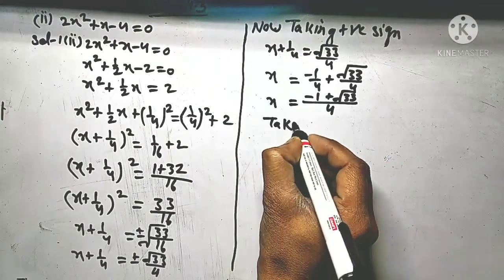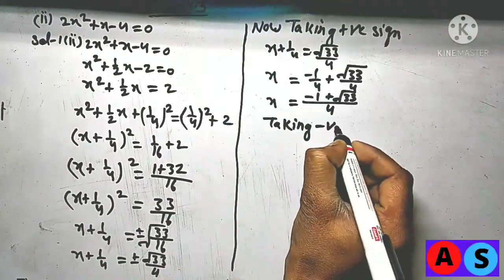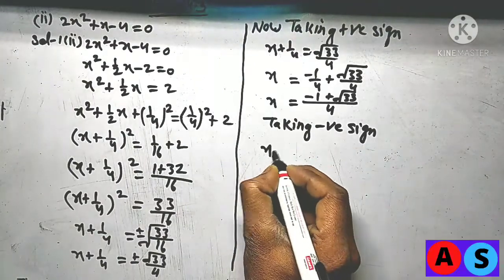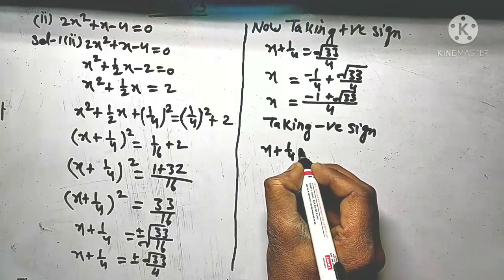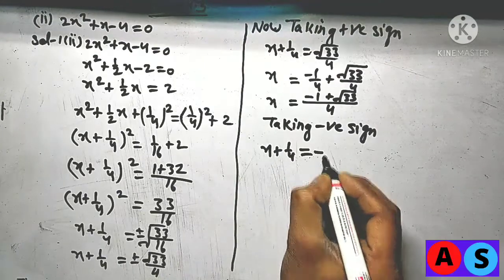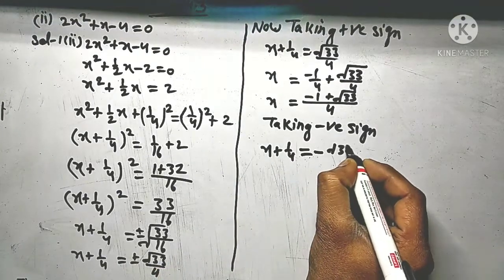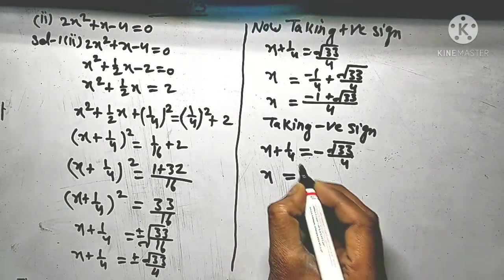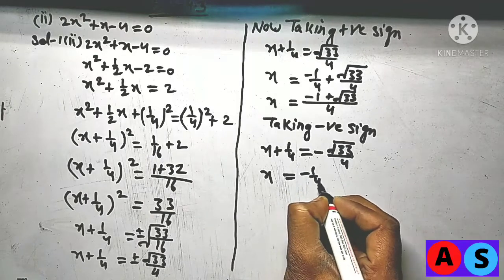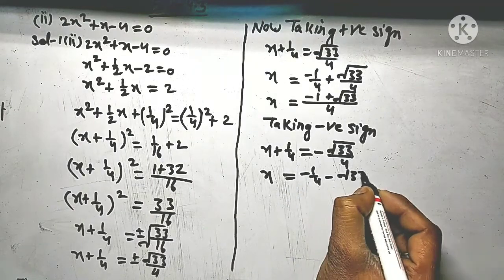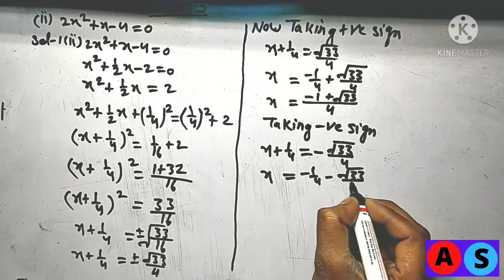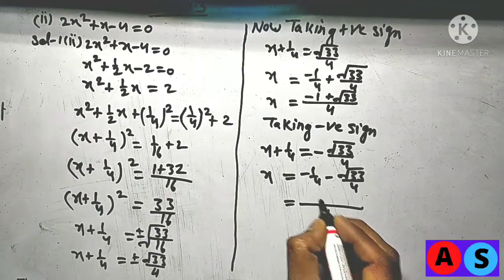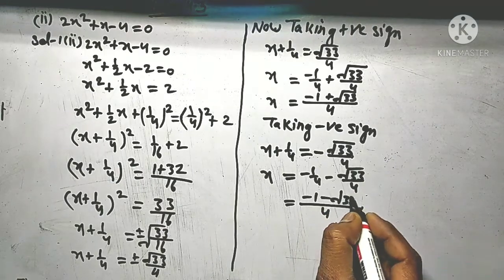Taking negative sign, x plus 1 over 4 is equal to minus under root 33 over 4, x is equal to minus 1 over 4 minus under root 33 over 4. We take 4 as LCM, minus 1 minus under root 33 over 4.